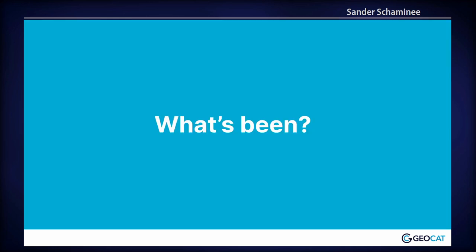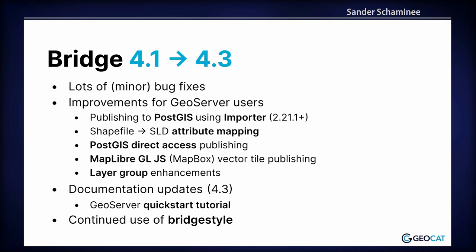So what did we do the last year? We have gone from 4.1, which was still during the last FOSS4G, if I'm not mistaken, to 4.3 now, which was released just last week. We did lots of minor bug fixes during the year, so we increased the stability. And most of the improvements focused on GeoServer users. So one of the things we did for the 4.3 release, which was also the result of the Bolsena code sprint, actually.